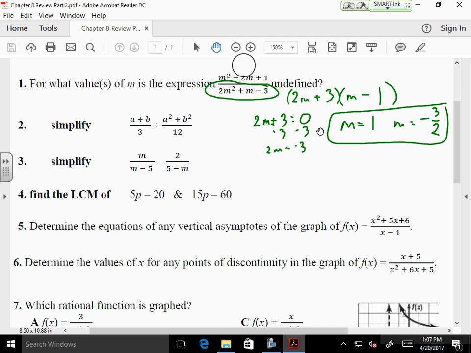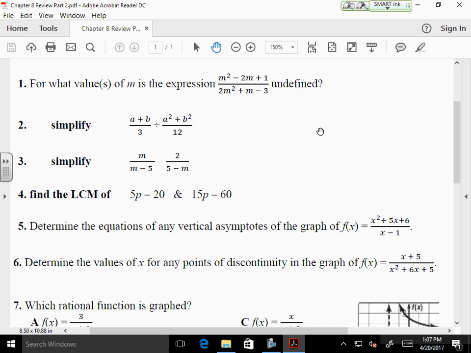Number 2. When you need to simplify on division, make sure you flip and change it to multiplication. You have 12 over a squared plus b squared. So a squared plus b squared cannot factor. It looks like it could, but it can't. A squared minus b squared could, but a squared plus b squared can't.